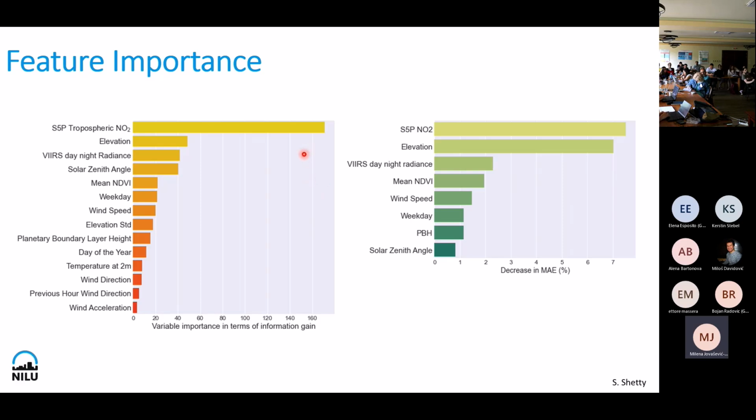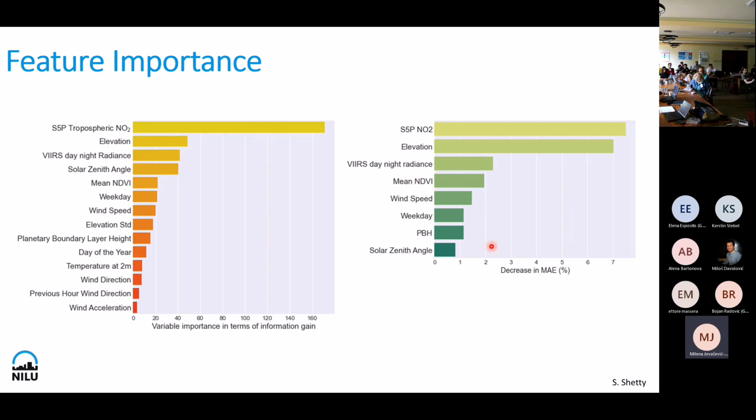Here's the feature importance. So which variables matter the most? And so the satellite data, the tropospheric NO2, has the highest feature importance, much higher than anything else. But as I mentioned, elevation comes already second, and there's no real physical explanation for this, so I find it very strange. Then we have this VIIRS night radiance. These are the nighttime lights that I mentioned, so these are also quite important. Solar zenith angle, then the NDVI vegetation index, and then a few other variables that are not so important.